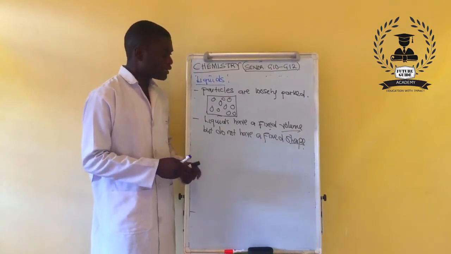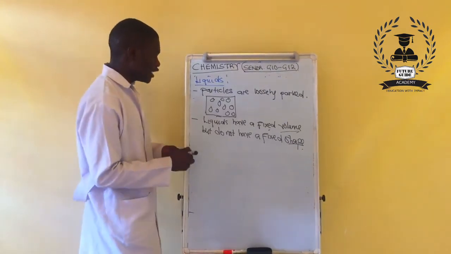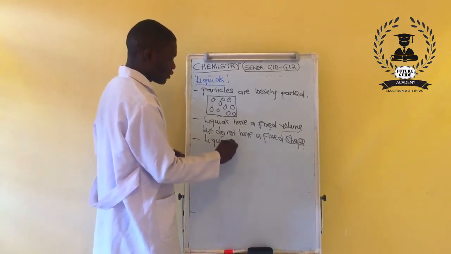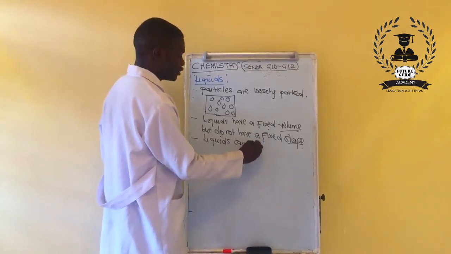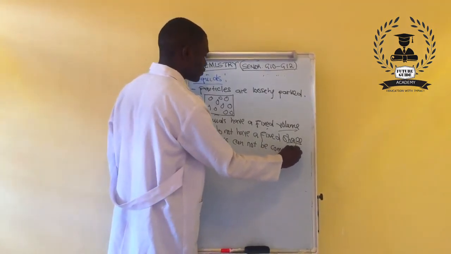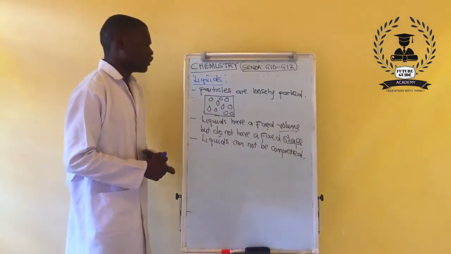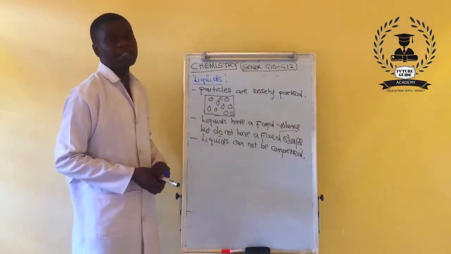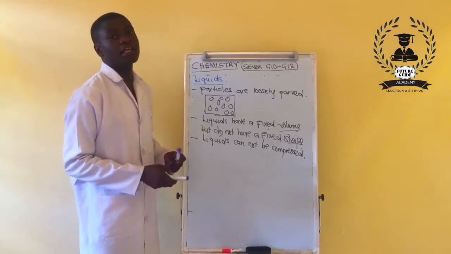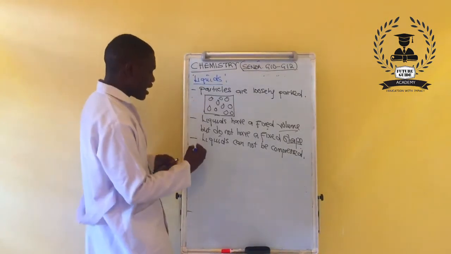The last property, we are saying liquids also cannot be compressed. Liquids cannot be compressed. That's the point that you're supposed to know also under liquids. So all these properties as well as the arrangement of particles help us to understand the makeup of liquids as one of the states of what? Matter.